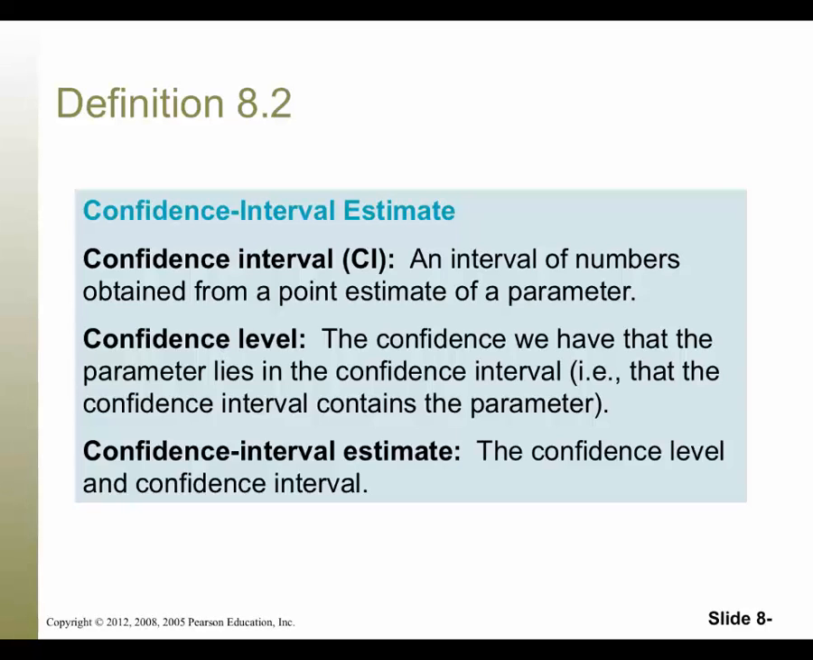Can I go on? So confidence interval is going to be, we're going to say plus or minus away from our point estimate, and then we're going to have a certain amount of confidence that the parameter that we're looking for is within that interval or not. That's the idea.